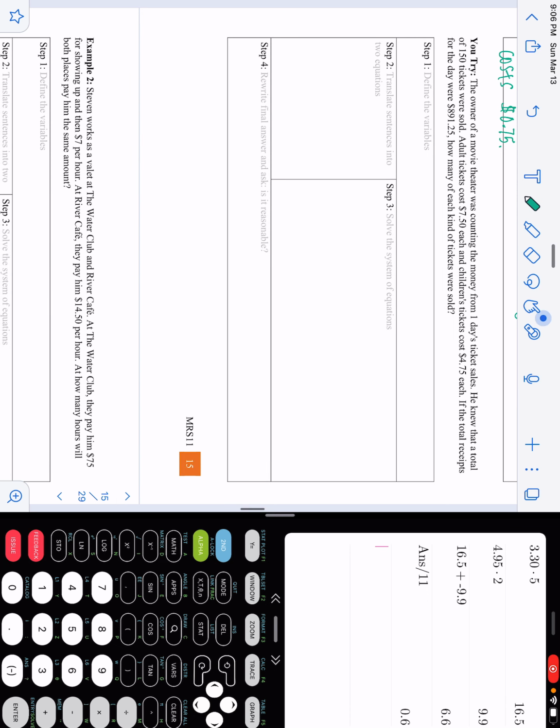The owner of a movie theater was counting the money from one day's ticket sales. He knew that a total of 150 tickets were sold. Adult tickets cost $7.50 each, and children's tickets cost $4.75 each. If the total receipts for the day were $891.25, how many of each kind of tickets were sold?